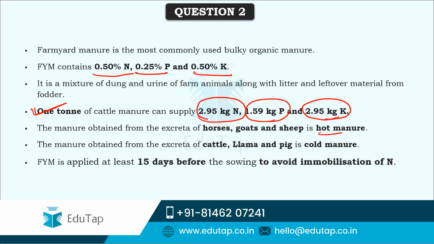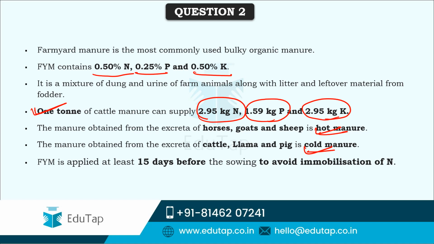And there are two types of farmyard manures that can be used. One is hot manure and the other is cold manure. Hot manure is the excreta or dung that can't be used directly because of the high amounts of nitrogen present in it. It might harm the saplings, might even kill the saplings, so it needs to be processed before using. That kind of manure is called hot manure. Cold manures can be directly used. Once the excreta is collected, it can be directly applied to the fields, like cattle, llama, pig, etc. And hot manures include horses, goat, sheep, so they have to process that manure before applying it to the fields.